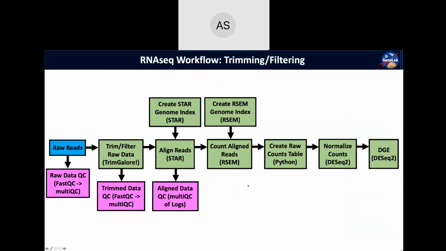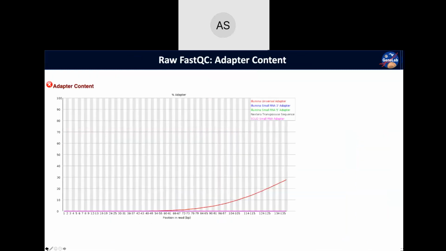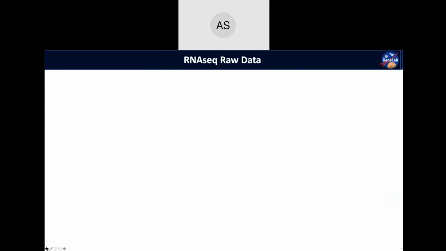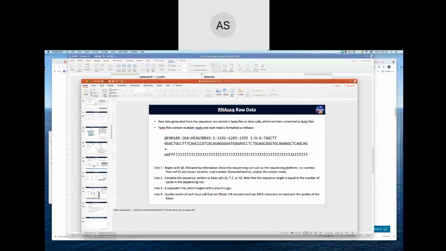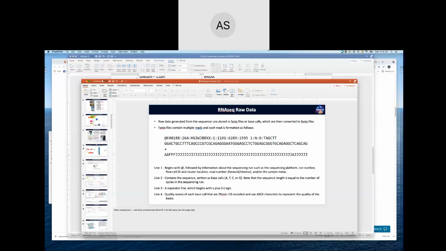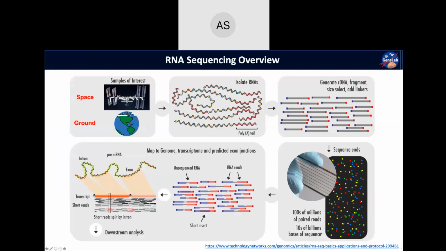So we have assessed the quality. Oh, can you explain optical duplicates? Yeah, so in an unpatterned flow cell, let me find the picture I want. There we go. Okay, so here's an unpatterned flow cell. Unpatterned means that it doesn't have those little dimples in it.